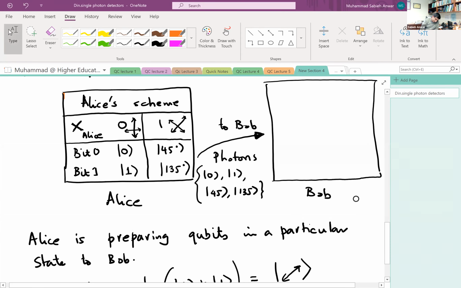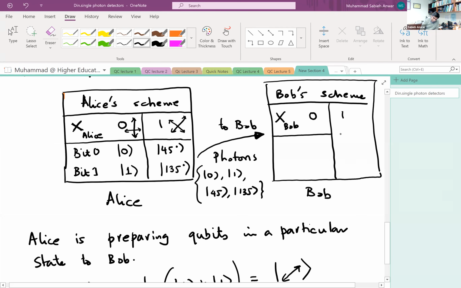Now, Bob also has a scheme. Bob also uses a random number generator that can take two values, 0 and 1. So Bob does a measurement of the photons, which means that Bob has polarizing beam splitters, of two kinds. Alice, depending upon her value of x, 0 or 1, prepares a photon in a particular polarization state. So she changes the basis of preparation.